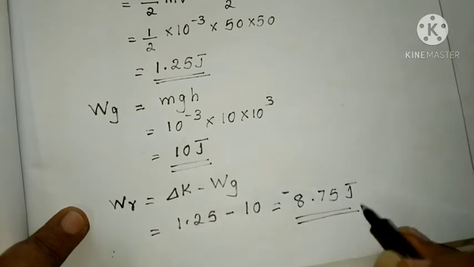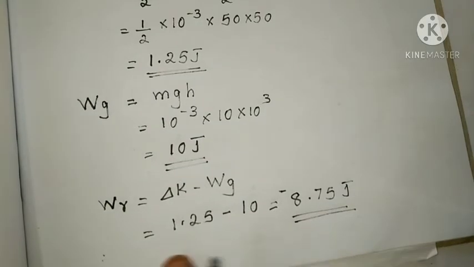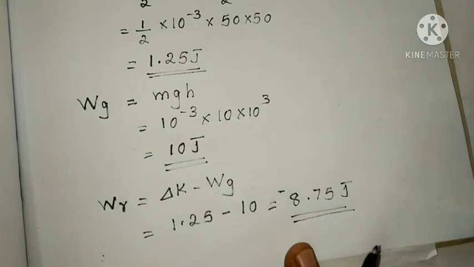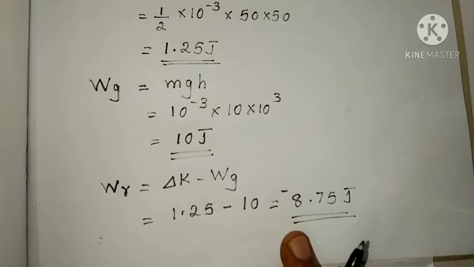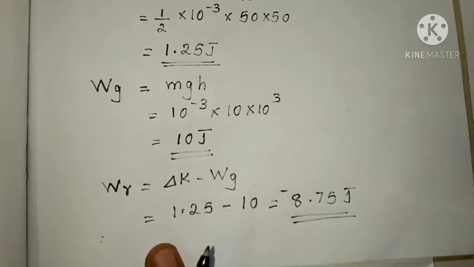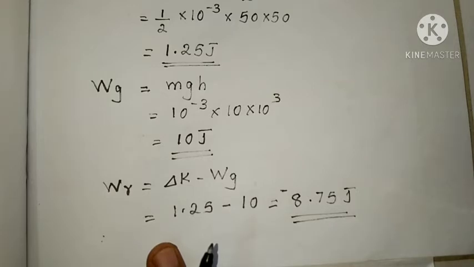This minus sign represents that the work is done by the resistive force. Understand? This negative sign represents that the resistive force is opposing the motion of the raindrop. Clear?